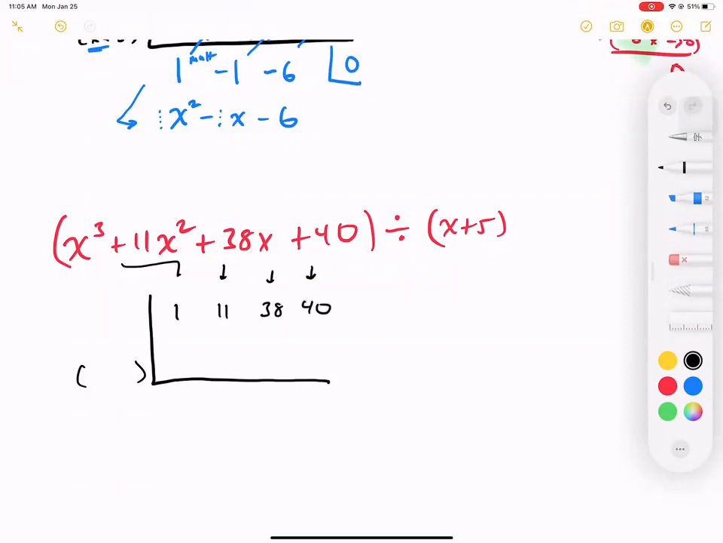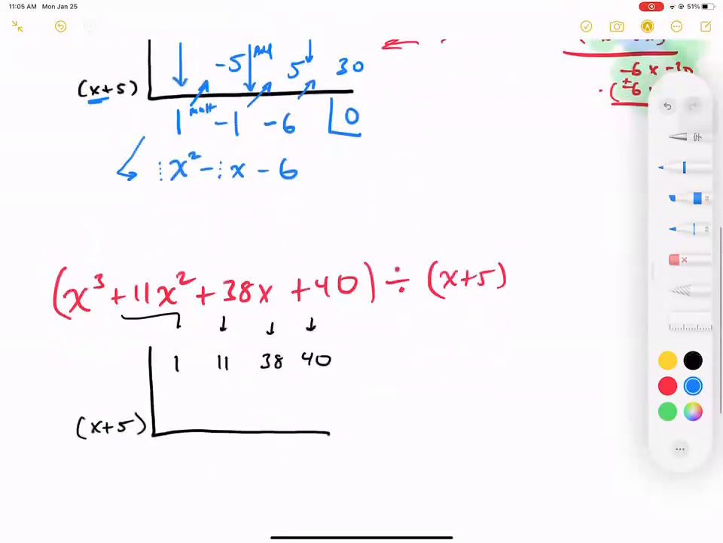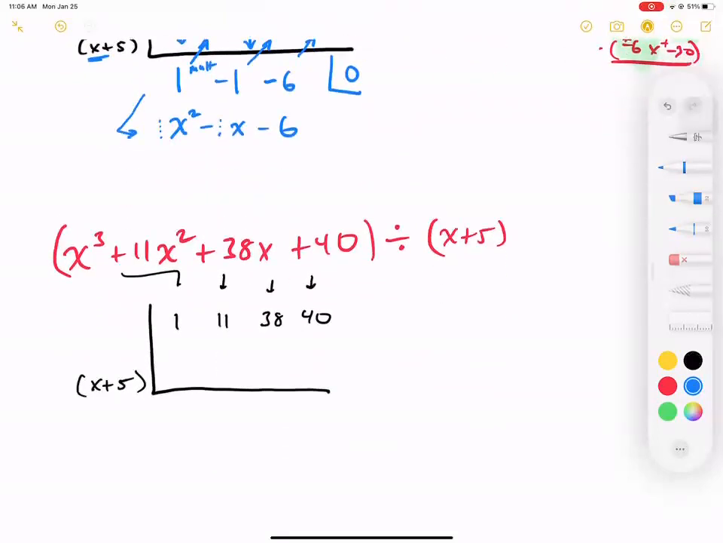What's the term I'm trying to divide? That's going to be x plus 5. That's important for us so we can see what factor I'm dealing with. What is my key though? What is the key? How do I cancel out this plus 5 again? We're going to do a minus 5.